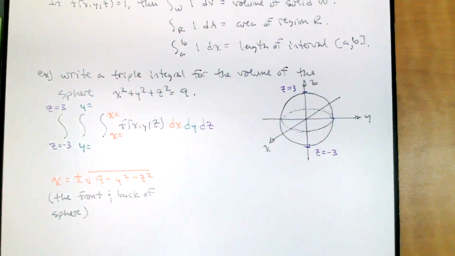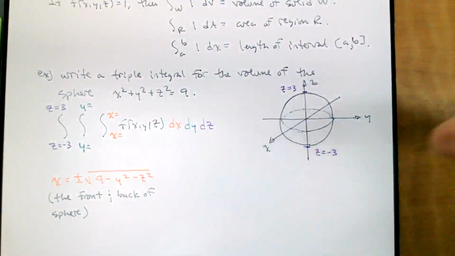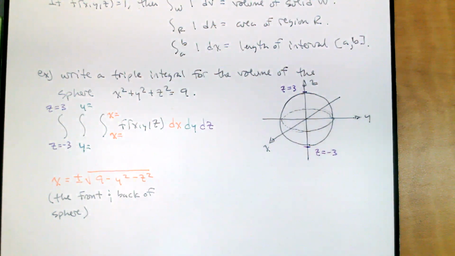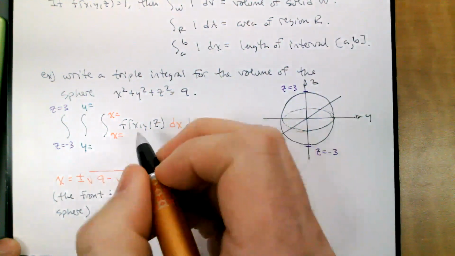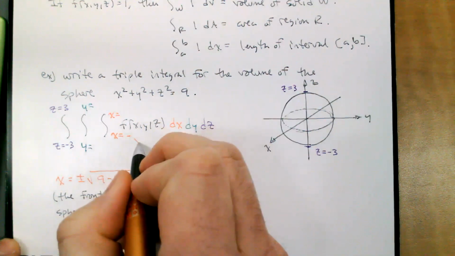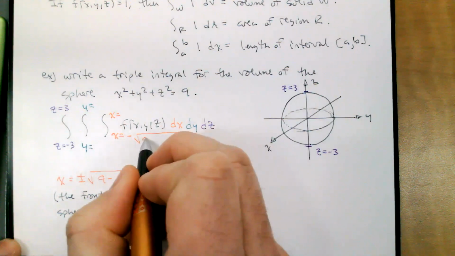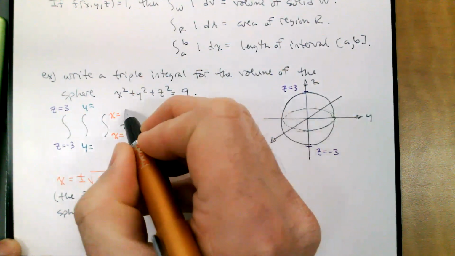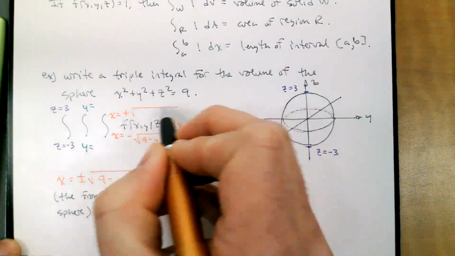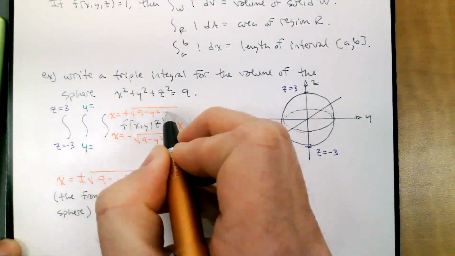The plus square root is going to be the front half of the sphere, the one coming out of the page, and the minus square root is the one behind the page. So we'll go from the negative to the positive. So we'll go from negative square root of 9 minus y squared minus z squared to plus the square root of 9 minus y squared minus z squared.